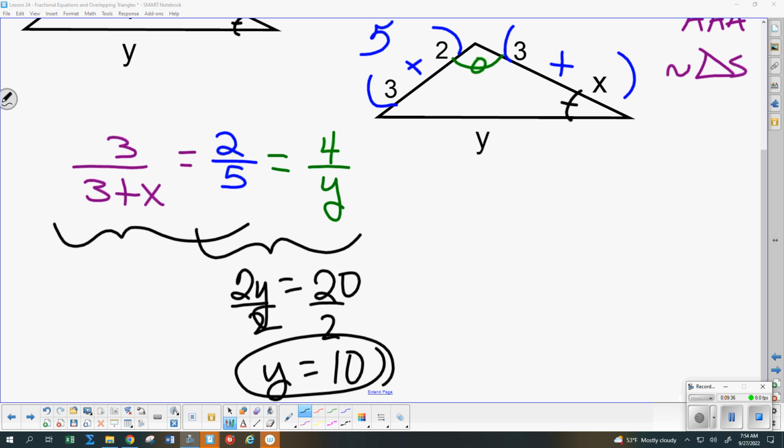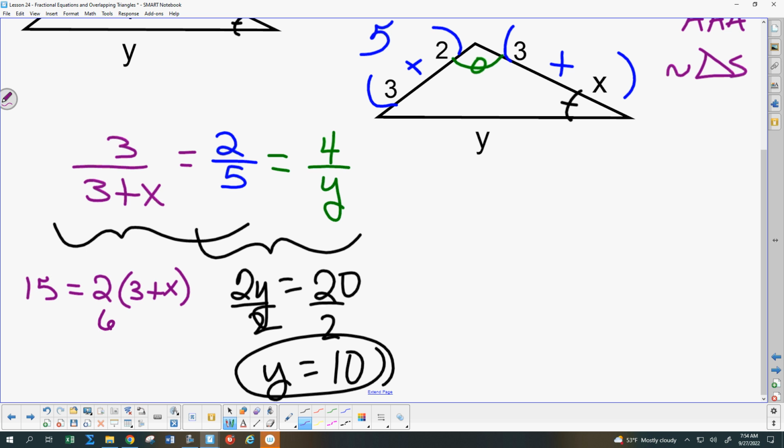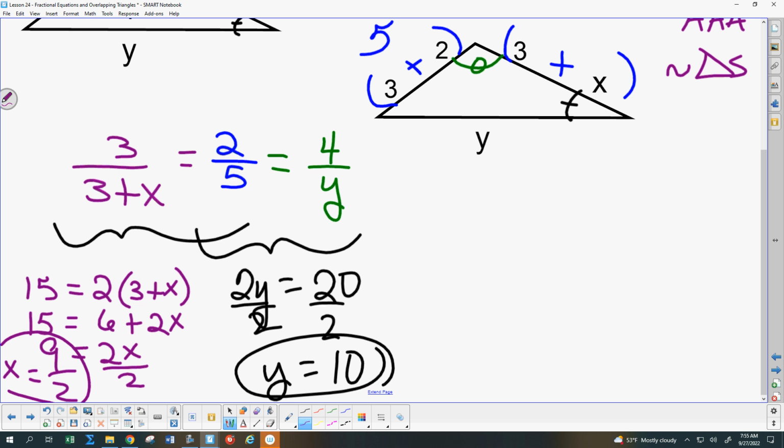Let's see if I can get the same thing with that one as well. That's going to give the 3 times the 5 is 15. And then I need the 2 times the 3 plus x. So I have 6 plus 2x is 15. If I subtract 6, I have 9. And if I divide both sides by 2, I also have x is 9/2.